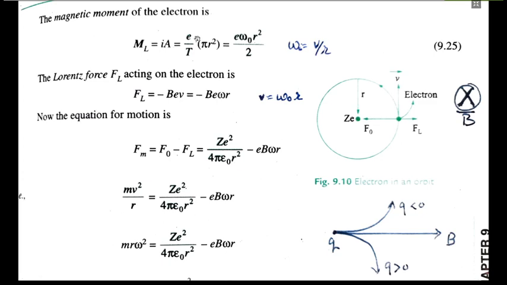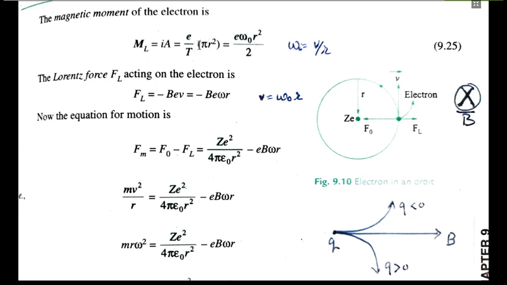So it would be pi r square, and I can be written as e by T. And from this equation, and using the concept of omega 0 is equal to v by r, we get e omega 0 r square by 2. So r square is as it is, e is as it is, and 1 over T is like a frequency. So I am writing here omega.